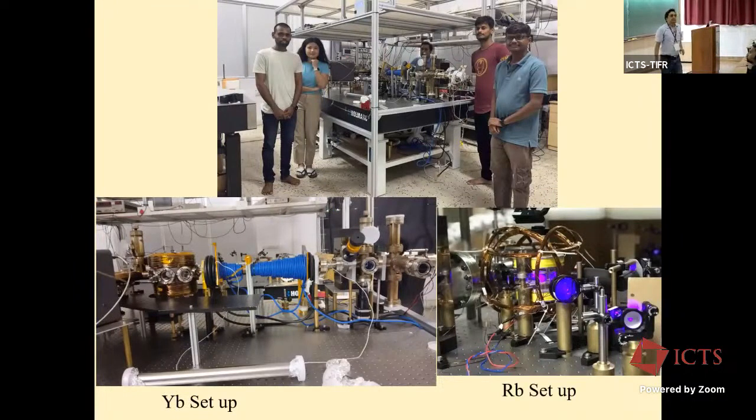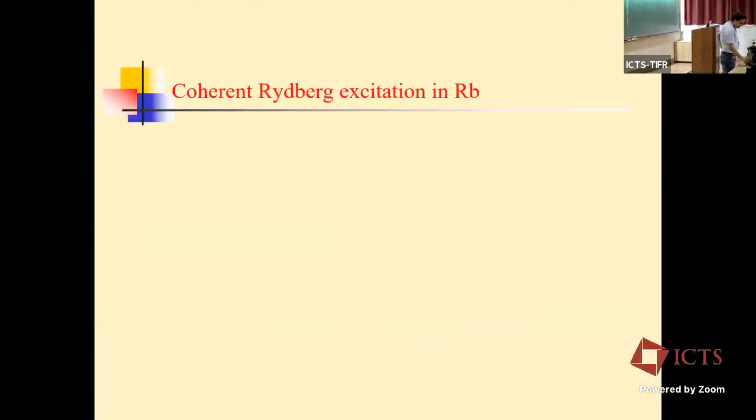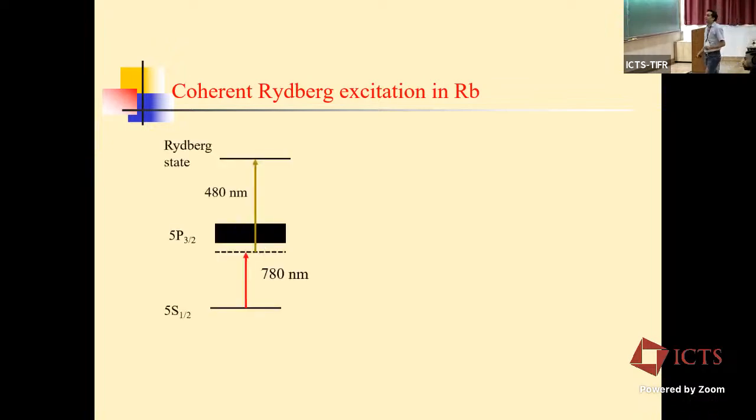Here I'm going to talk about cooling of rubidium. First, let me tell you how I started cooling rubidium. We first wanted to target quantum computation using the rubidium atom, and for quantum computation, Rydberg excitation is an important thing. In rubidium, there are 2 ways to do the Rydberg excitation. One is 780 and then 480 nanometer transition.